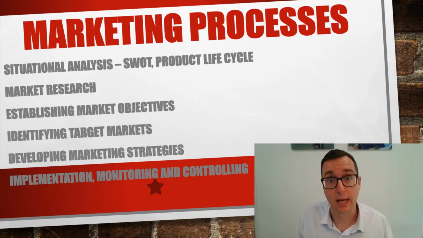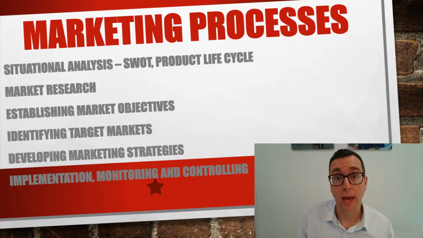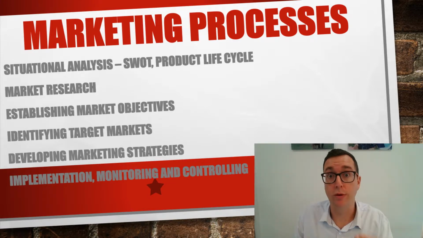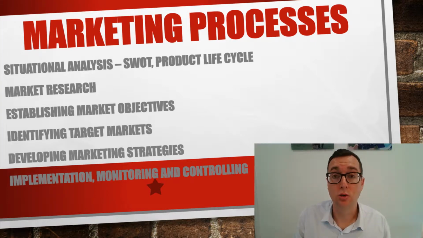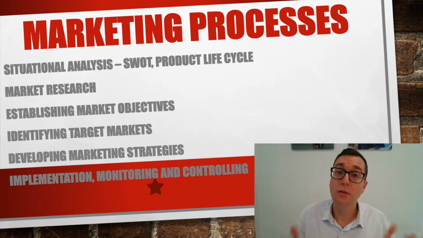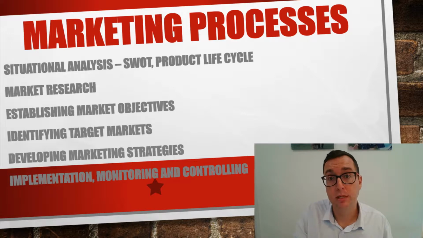Now, the last step of processes and the marketing plan is to implement all the things we've discussed, to monitor what's happened and have in place effective controls. So you use implementation, monitoring and controlling. This includes things like developing a financial forecast, comparing actual and planned results, and then revising the marketing strategy.